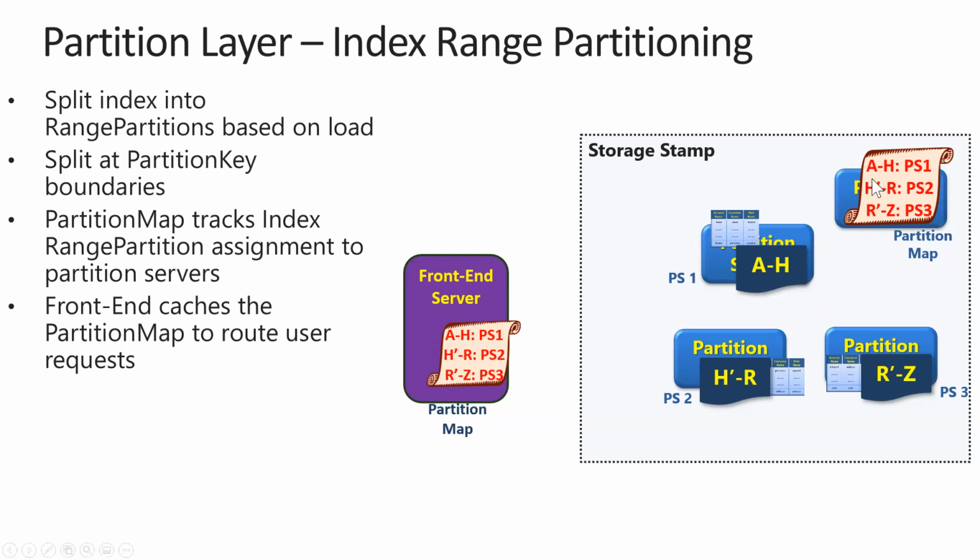So if you look at the partition map, it is not actually storing the blob information, where those blobs are. It is only storing this much information: if an account starts from A, then you have to go to partition server 1, right? And then all the blobs and every other piece of information will be stored in the partition server. So the partition map will never have more information than the number of partition servers, right?